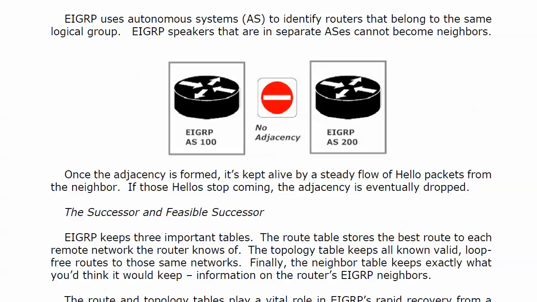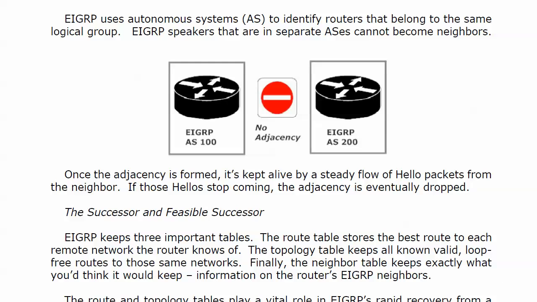That is the problem. Now, once the adjacency is formed, it's kept alive by a steady flow of hello packets from the neighbor. Almost everything we deal with like this in Cisco, from frame relay to EIGRP, has some kind of heartbeat, some kind of keepalive. And with EIGRP, that's the EIGRP hello. If those hellos stop coming, as we'll see, the adjacency is going to eventually be dropped.